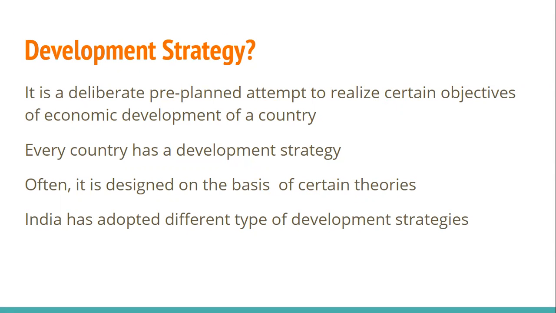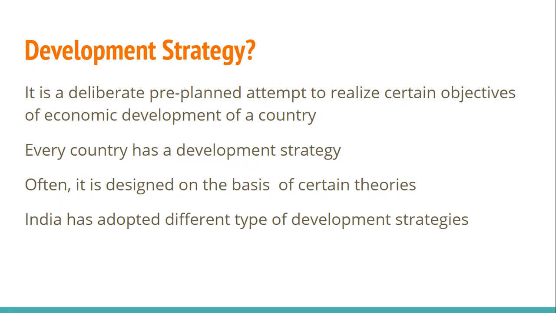Every country has a development strategy, and at each point of its time it has a development strategy. For example, we had a development strategy in 1956, and in 1991 we had another development strategy. China has had its own development strategies throughout its history. So every country has a development strategy of its own.